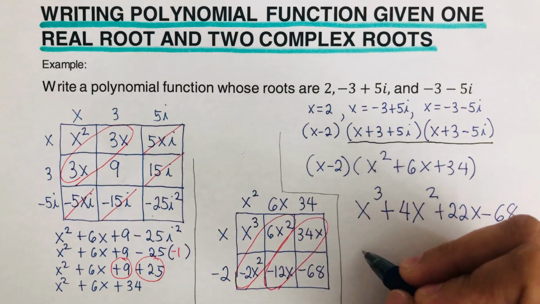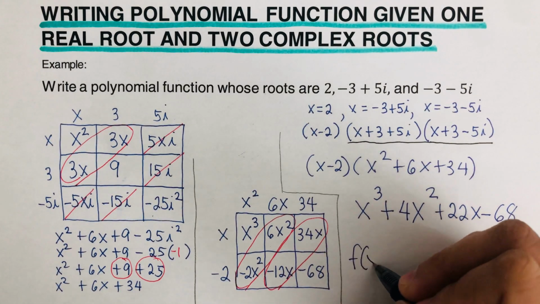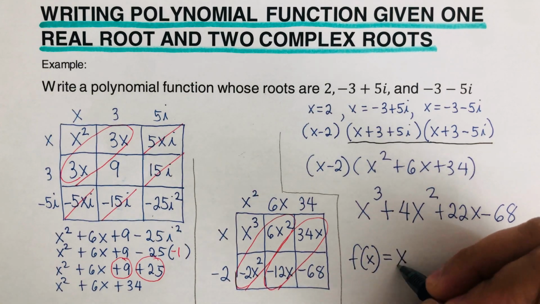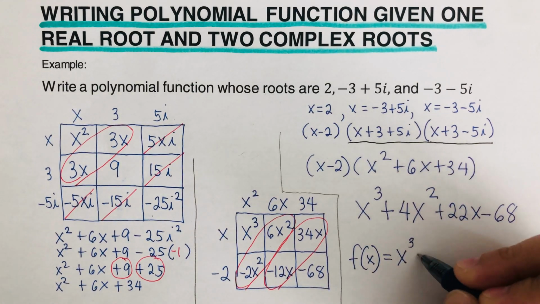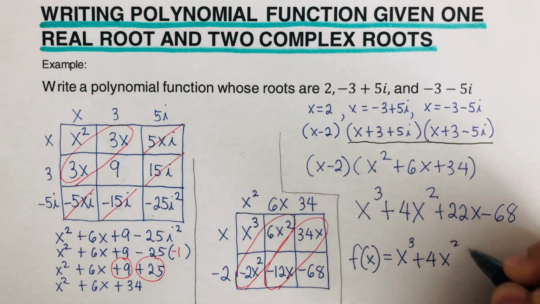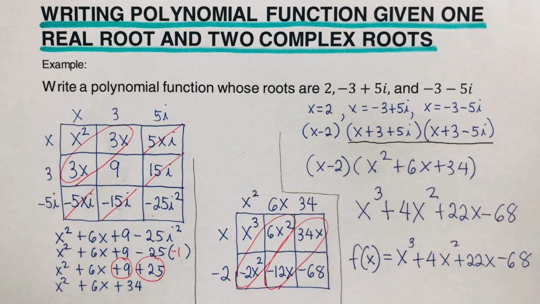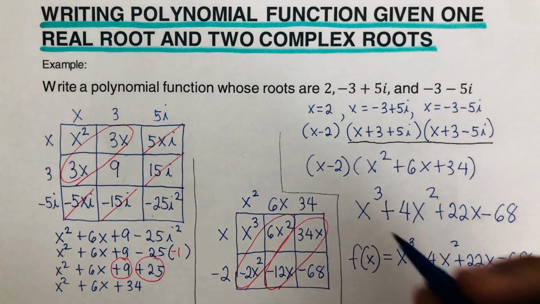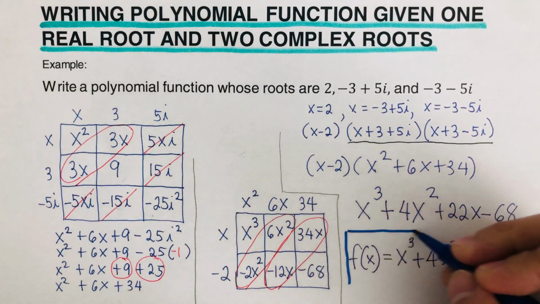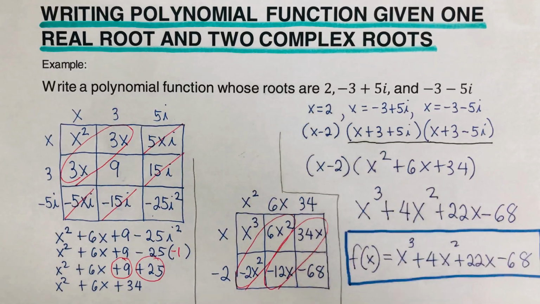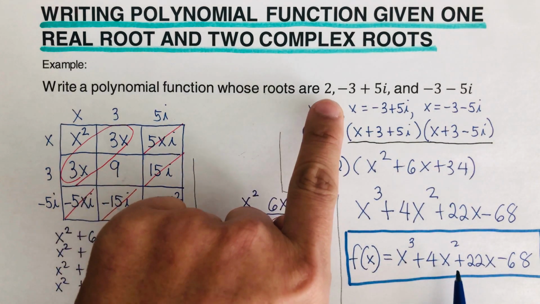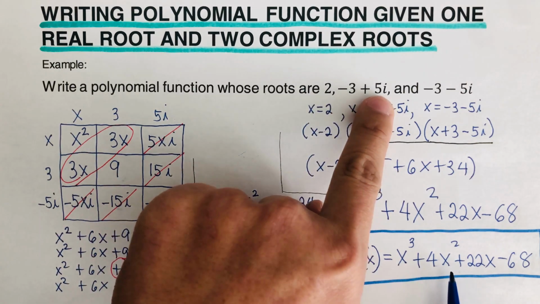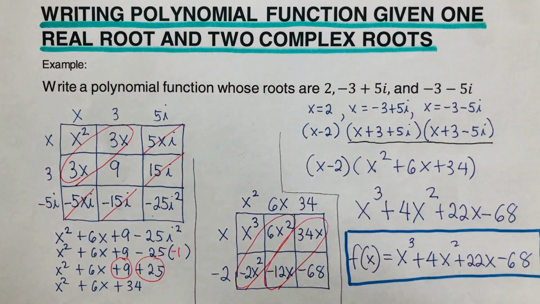So then this function f of x is actually equal to x cubed plus 4x squared plus 22x minus 68. And this is the polynomial that has these roots up here. Which means that this polynomial right here will have a root of 2, negative 3 plus 5i, and negative 3 minus 5i.